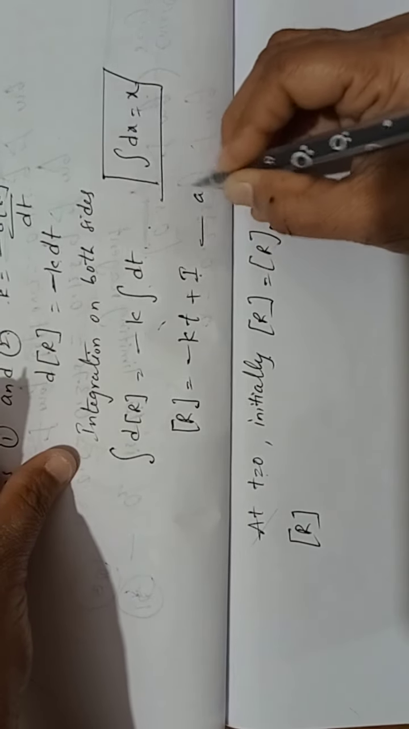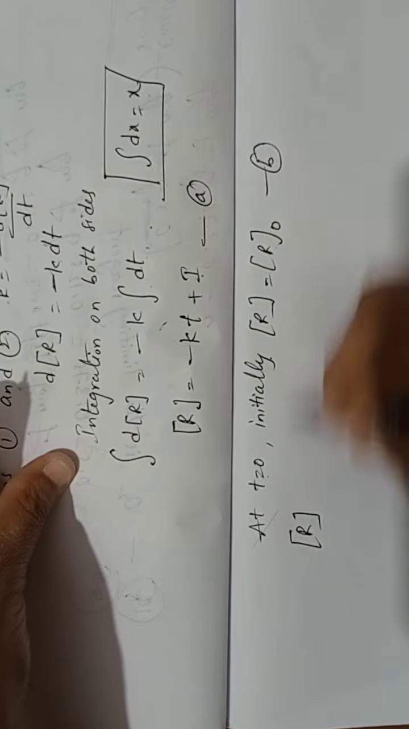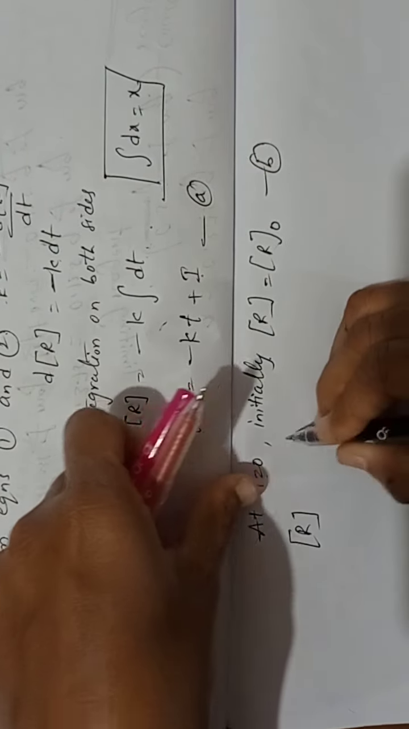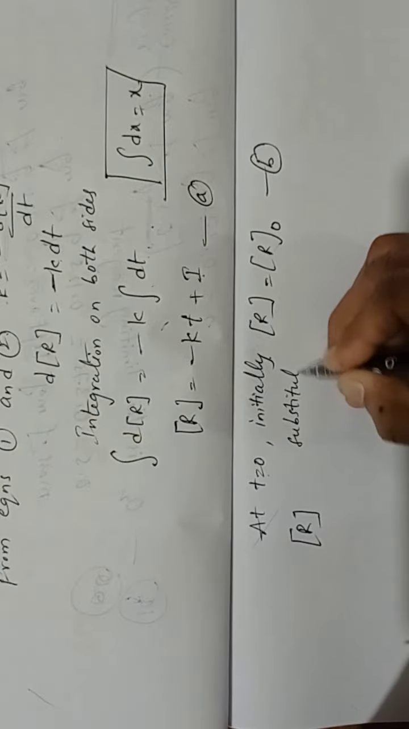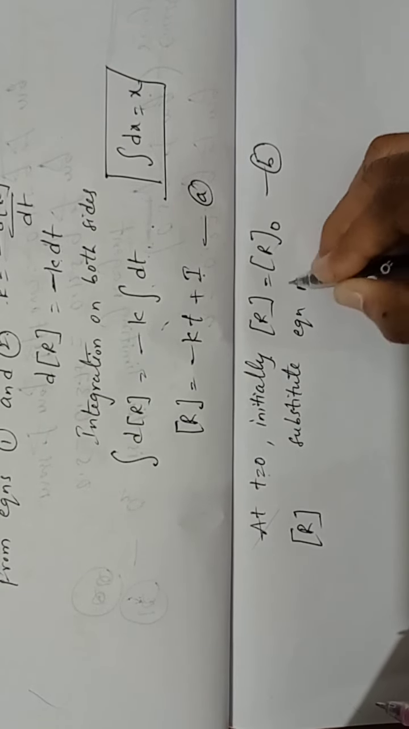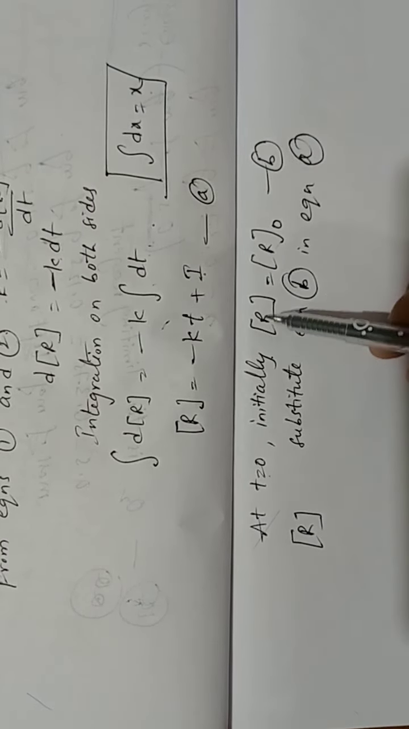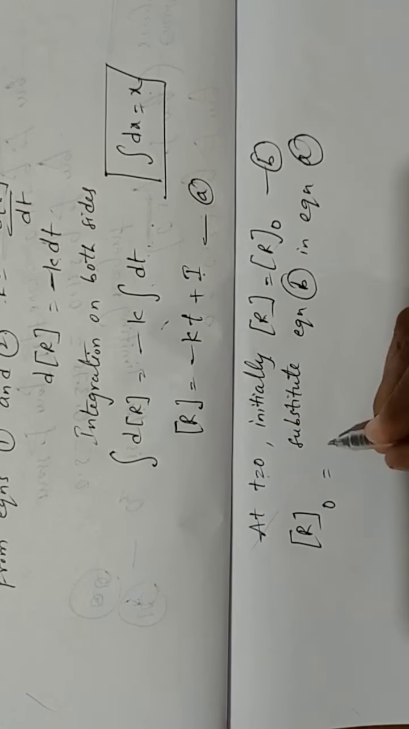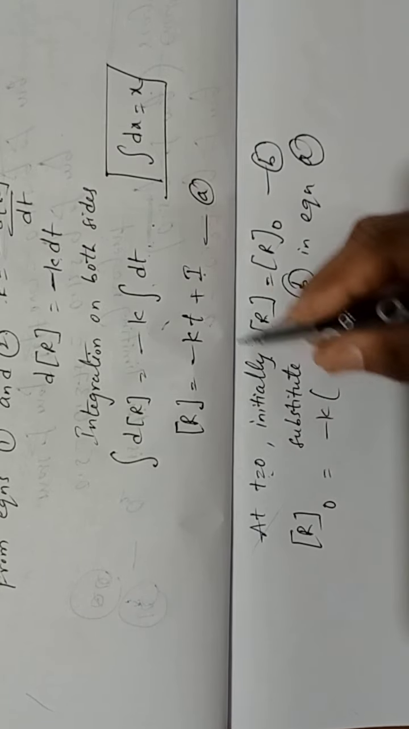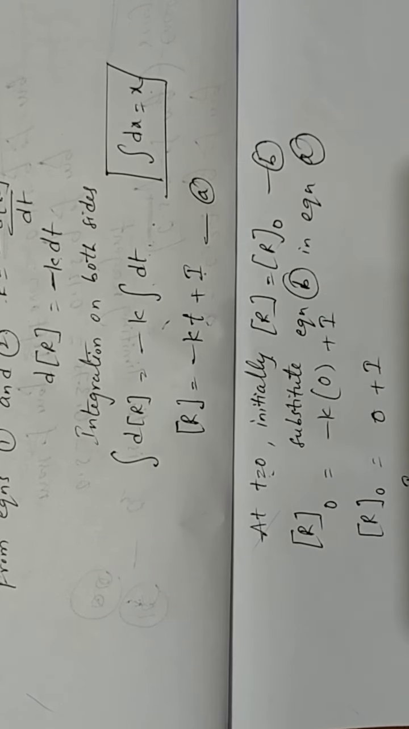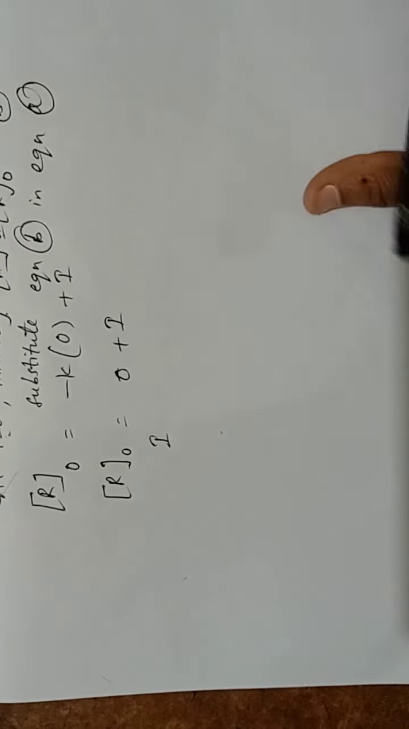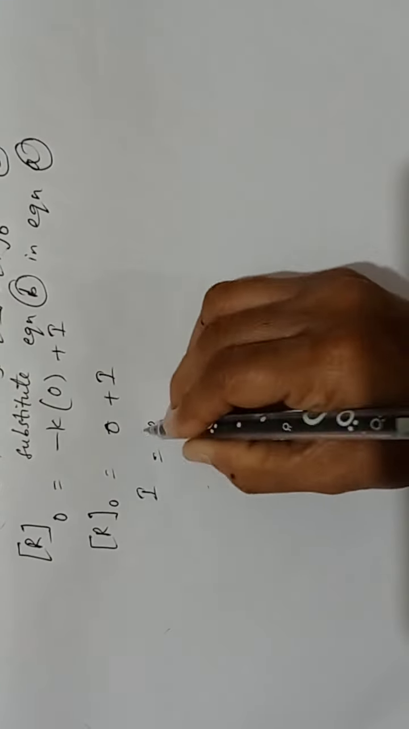Suppose this is equation A and this is B. Now substitute B in equation A. Substitute equation B in equation A. Now substitute R value R naught, T value 0. So R naught is equal to minus K into T value 0, plus I. So R naught is equal to 0 plus I. Then I is equal to R naught.